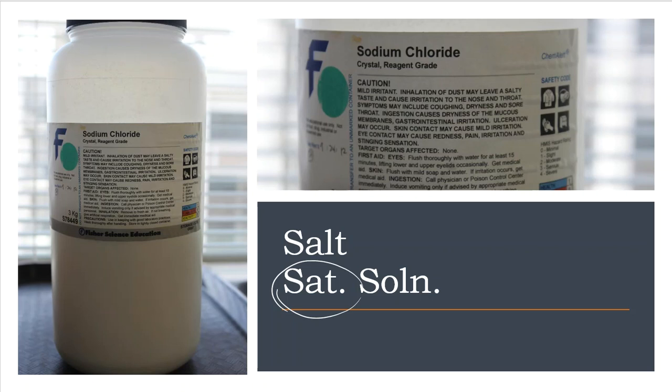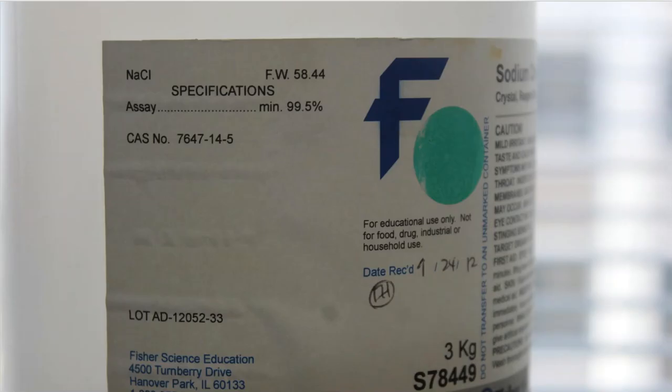And if everything dissolves, you need to add even more. So a saturated salt solution was pretty easy. I just scooped into a beaker, added some water, gave it a stir, and let it sit. And hopefully, I crossed my fingers, it didn't fully dissolve. Here on the label, you're going to see the lot number, if you can find it. If so, pause the video, write down the lot number, and you've got it.